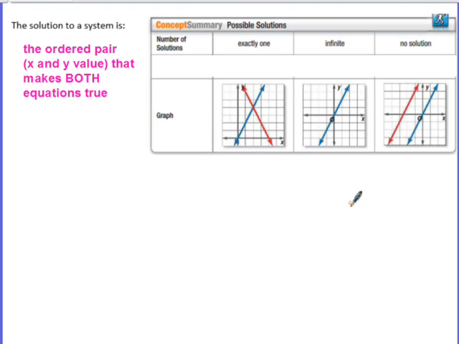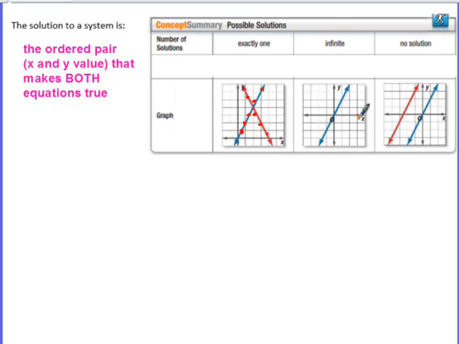So we've talked about before when we just have one equation. If I just look at this blue line, every point on this line is something that makes the blue equation true. So the blue equation is true here and here and here and here and everywhere on that blue line. And then the same thing is true for the red line. Those are all ordered pairs that would make the red line true.